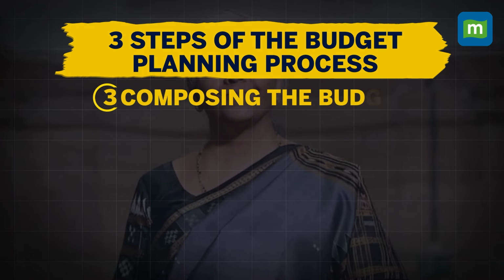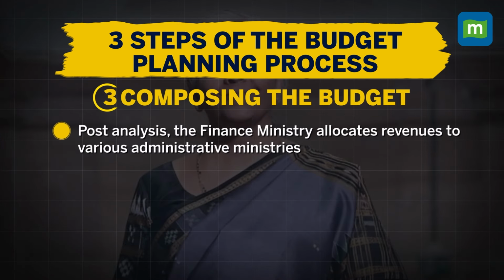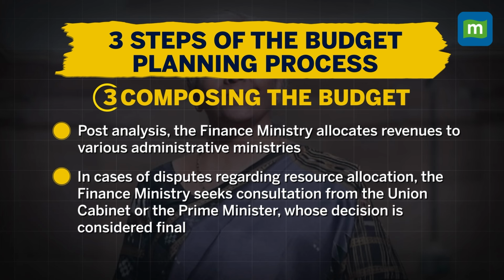Step 3: Composing the budget. After thorough analysis, the Finance Ministry allocates revenues to various administrative ministries and develops new public welfare schemes. In case where there are disputes regarding resource allocation, the Finance Ministry seeks consultation from the Union Cabinet or the Prime Minister, whose decision is considered final.